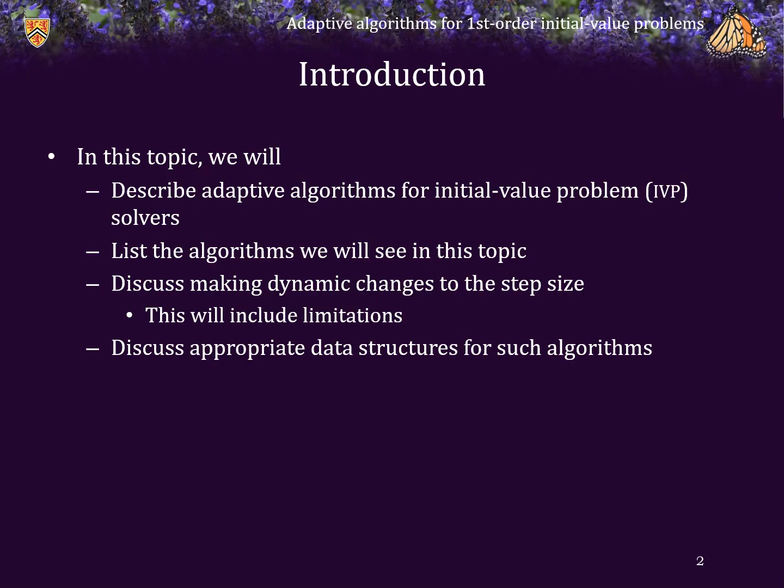So in this topic, we will describe adaptive algorithms for finding approximations to solutions to initial value problems. That is, at every single step, we will actually dynamically change the step size to be optimal. Now, we will list the algorithms that we will see in this section, and we will discuss making dynamic changes to the step size, and this is going to include a discussion on the limitations to changes we will accept.